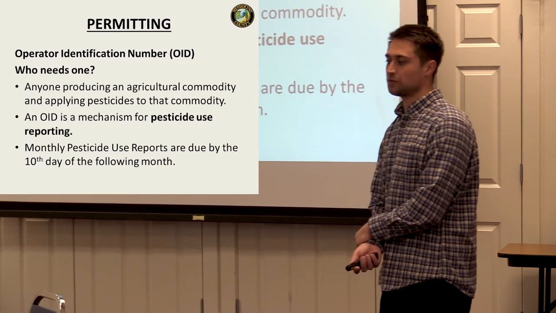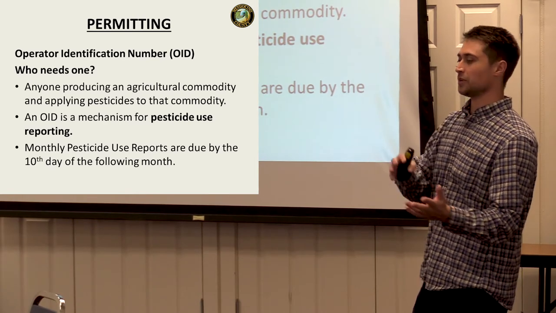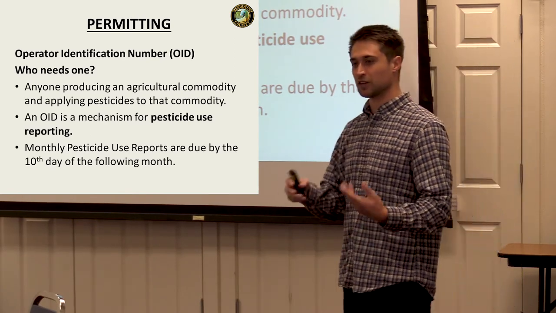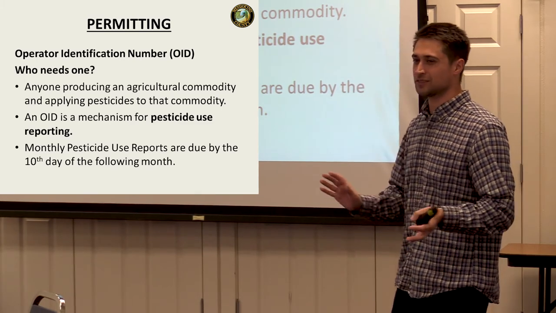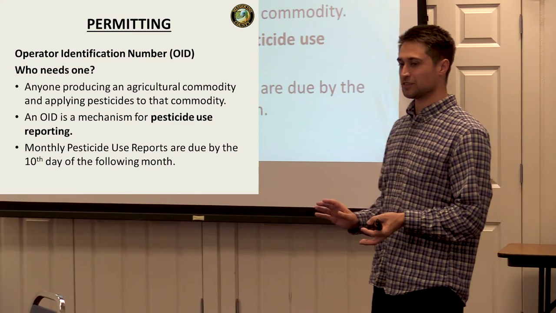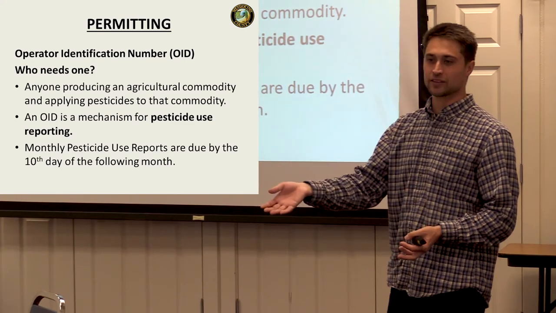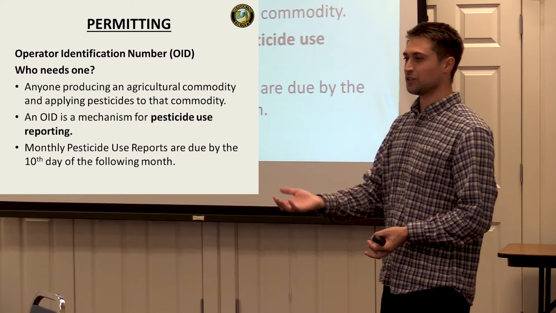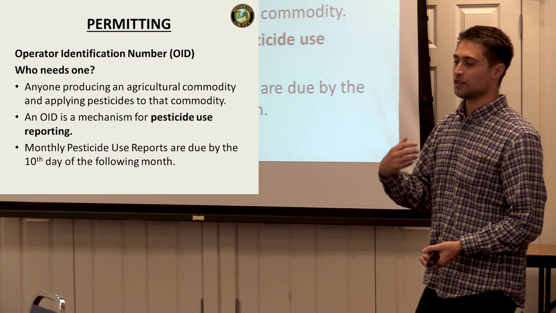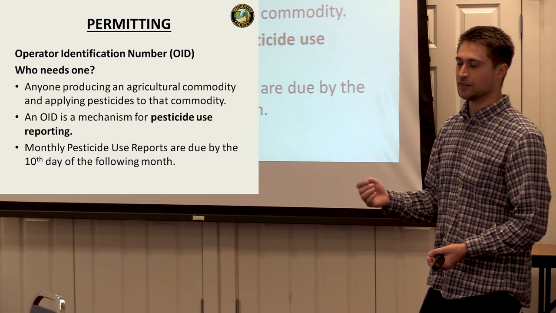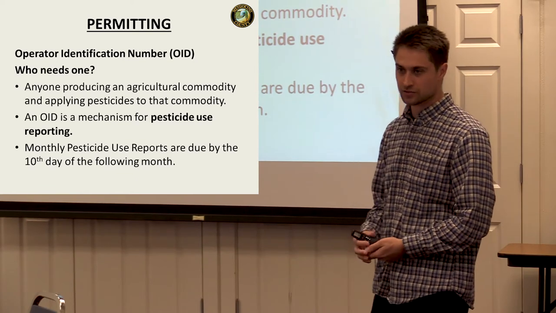Okay, so then for permitting, I kind of changed this talk a little bit. I talked about restricted material permits too, but I figured I shouldn't even get into that since they can't use it anyway. So the main one is what's called the operator identification number. Anyone that's producing an ag commodity and using pesticides on that has to get an operator ID, and they have to report the use of that pesticide to us.